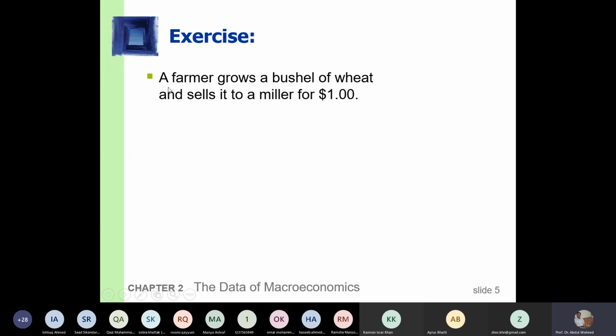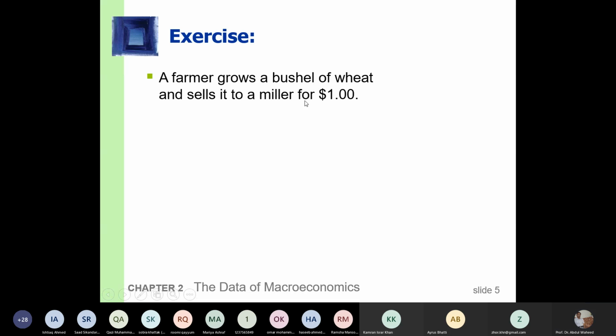So a farmer grows bushels of wheat and sells it to a miller for $1. Now suppose the cost of production for wheat is zero. If the cost of production for wheat is zero and you grow the wheat and then sell your wheat to the miller for $1, in this case the value added would be $1.